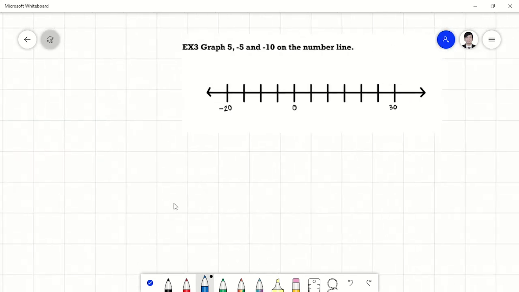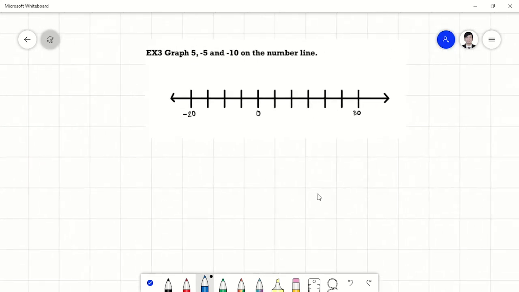Let's try example 3. Graph 5, -5, and -10 on the number line. This example is quite tricky because there are a lot of intervals with no labels. So what you need to do here is to choose a number, and try to find its distance from 0. So from 0 to 30, that's 30.